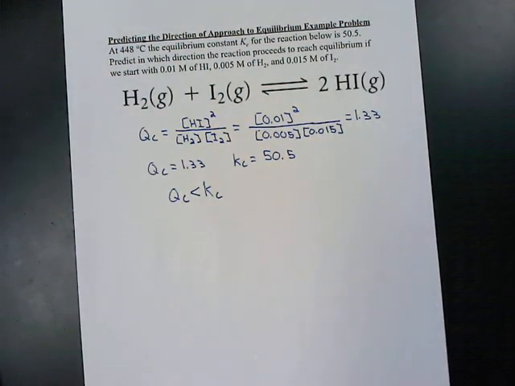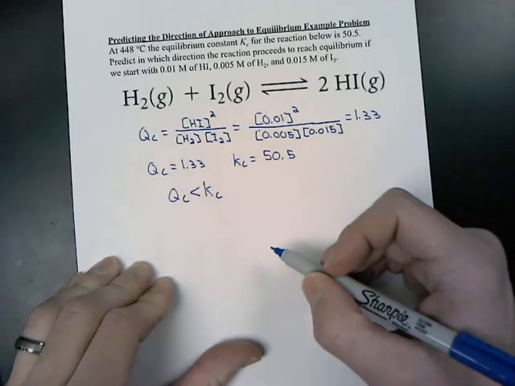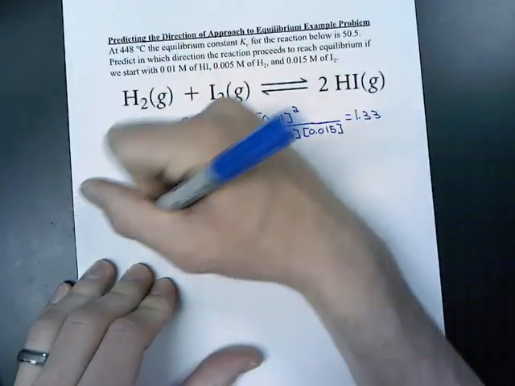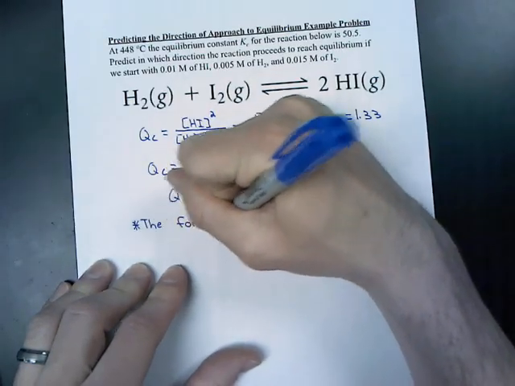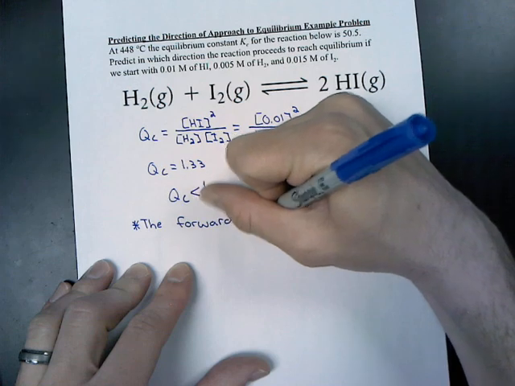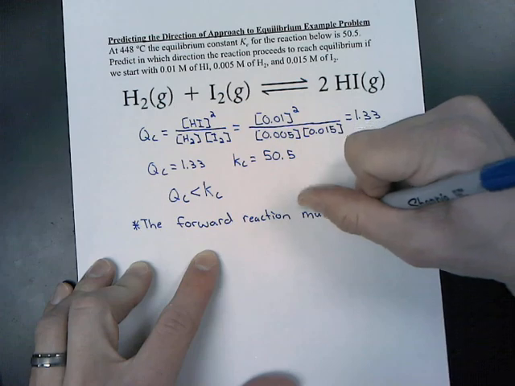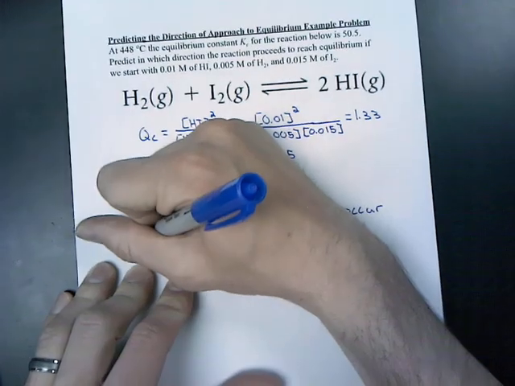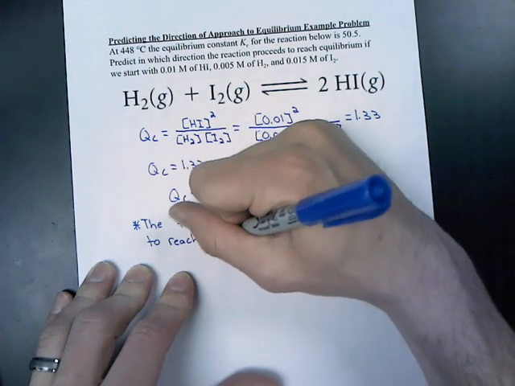So if you take a look back on that previous page, if Q is less than K, the forward reaction must occur to reach equilibrium. So our answer to this problem is the forward reaction must occur to reach equilibrium.